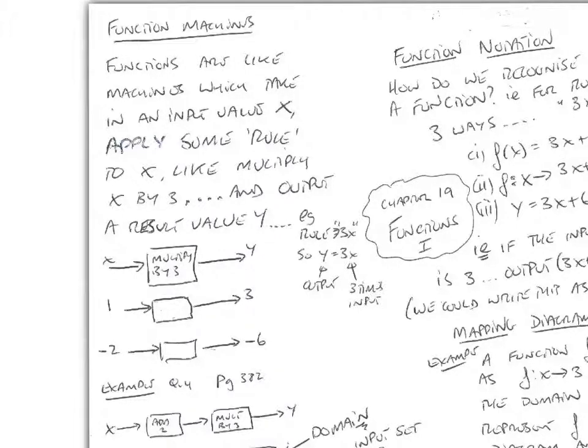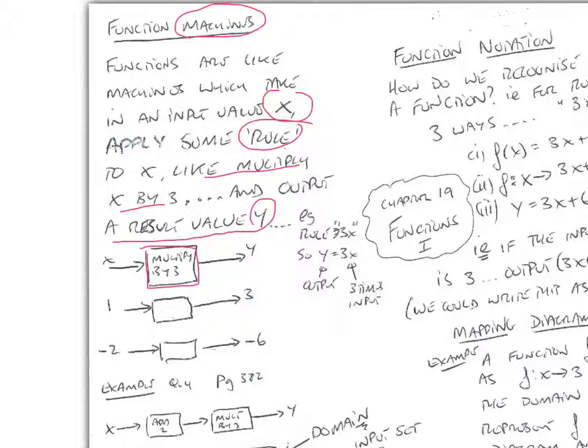Okay, so let's look at functions and this notion of functions as machines. Functions are like machines which take in an input value x, apply some sort of mathematical rule to x, like multiply x by 3, and then output a result value y. Let's say we have a magic box with a machine in it, and this machine is a function that multiplies anything that comes in by 3.